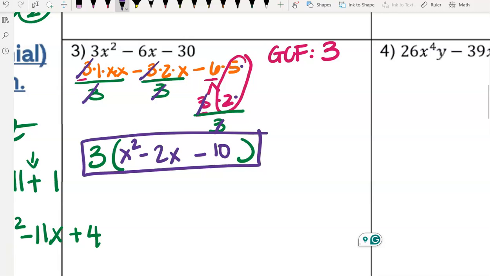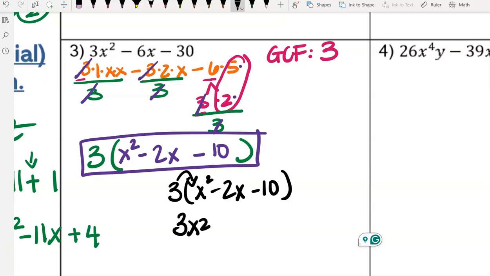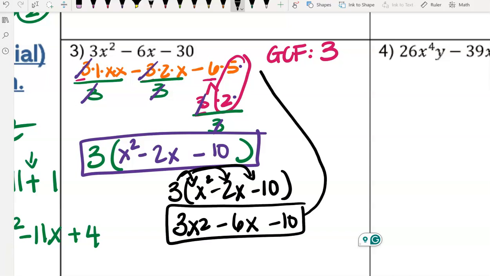Let's write that back down and distribute that back to see if we get the original. 3 times x squared minus 2x minus 10. All right, 3 times x squared, that's 3x squared. 3 times negative 2x is negative 6x. 3 times negative 10 is negative 30. Let's box that up and compare to the original. If they look exactly the same, that means we did the factoring correctly.